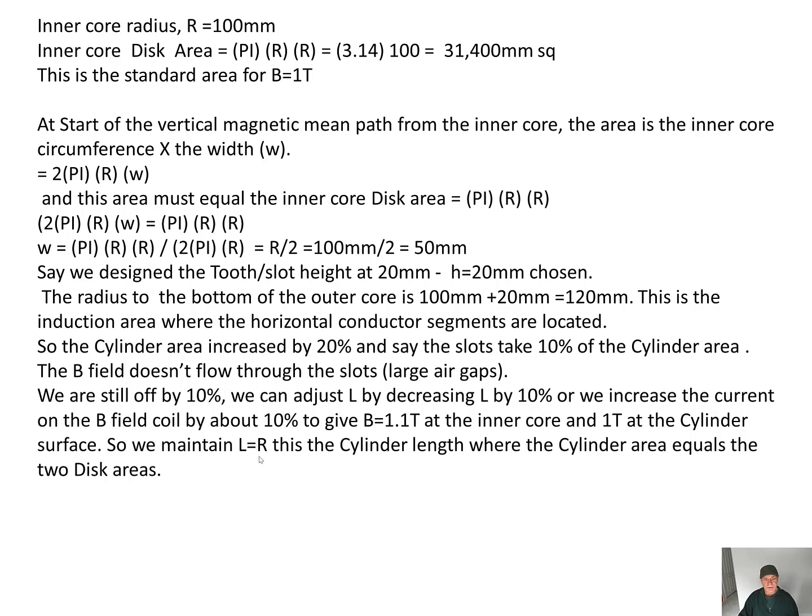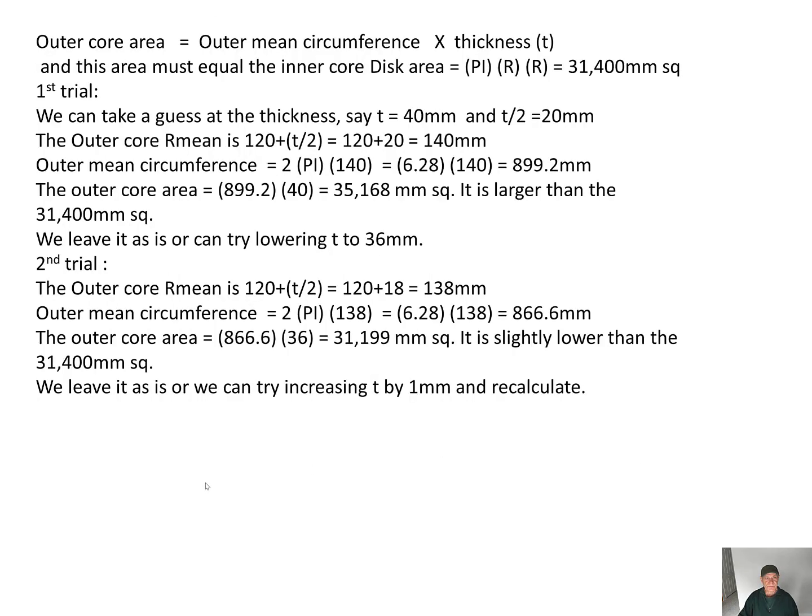So we maintain L equals R. So this is the cylinder length where the cylinder area equals the two disc areas. Outer core area equals outer mean circumference times thickness. And this area must equal the inner core disc area, which is pi R squared, which is 31,400 square millimeters. We can take a guess at the thickness, say T equals 40 millimeters, and T over 2 equals 20 millimeters.